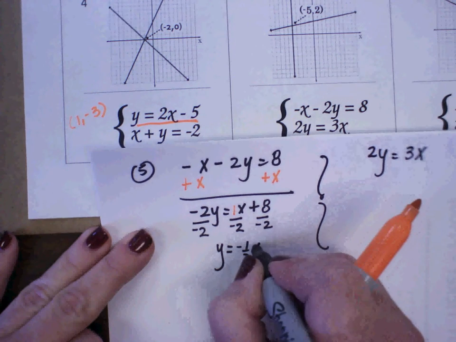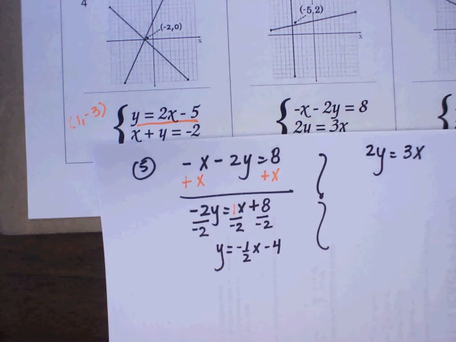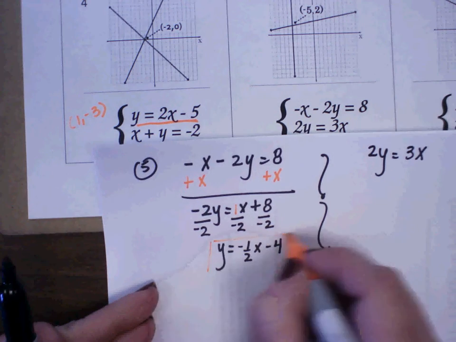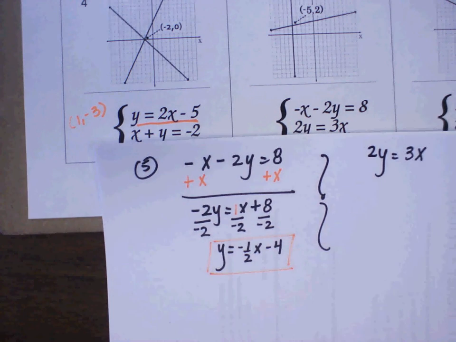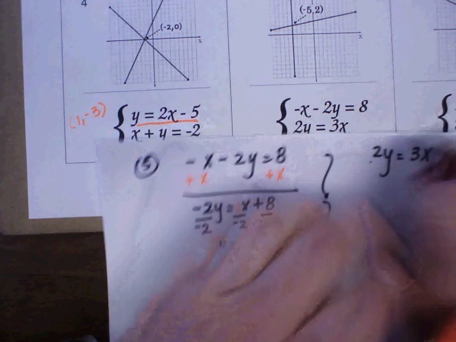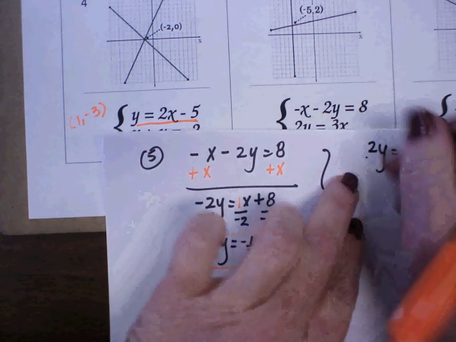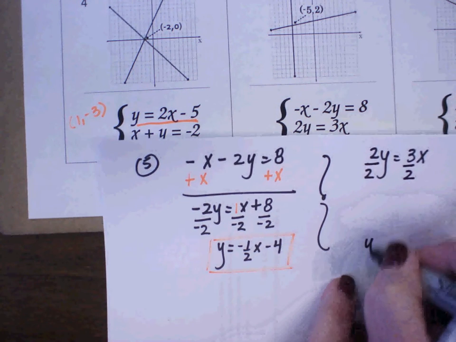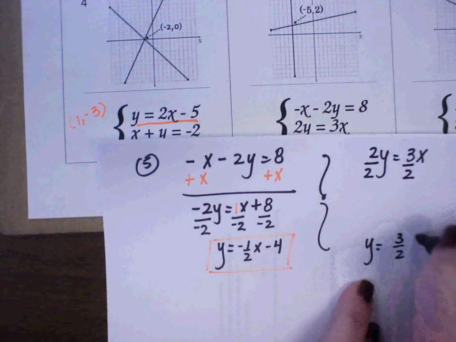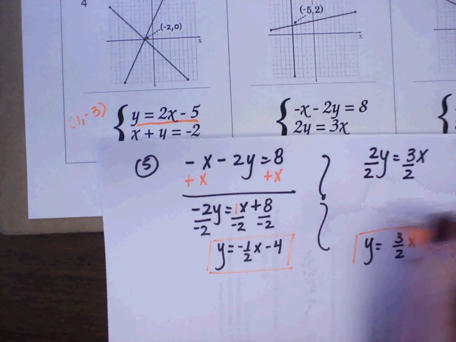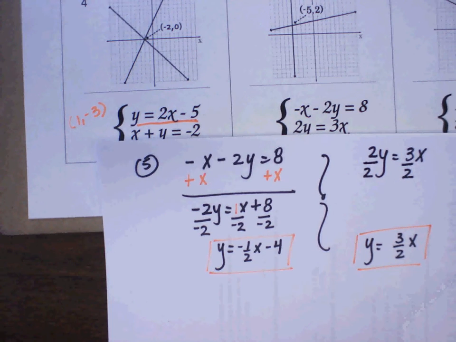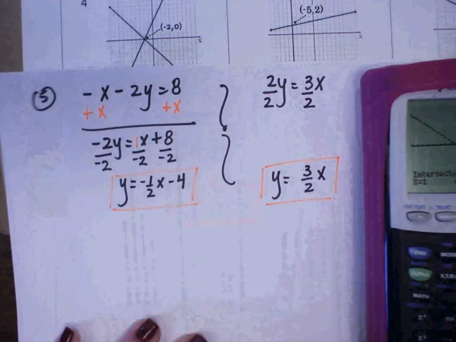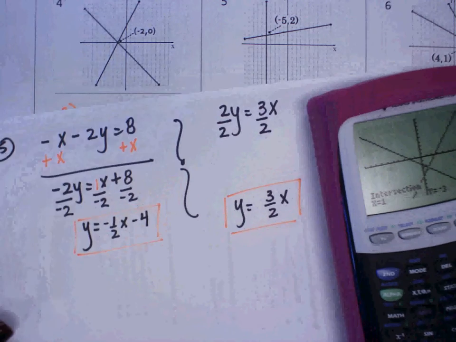And that's what goes on one of them. And all I got to do over here is divide by 2. So y equals 3 halves x. Yay? All right, so now we put it in the calculator. And let's see what it gives me.